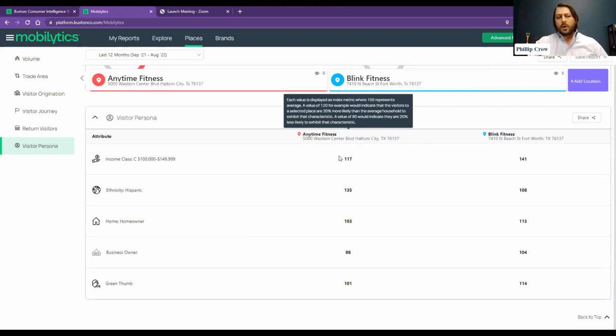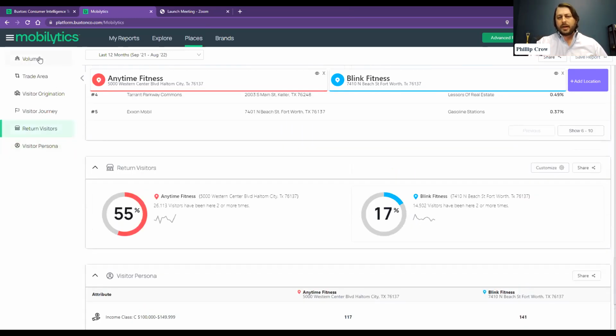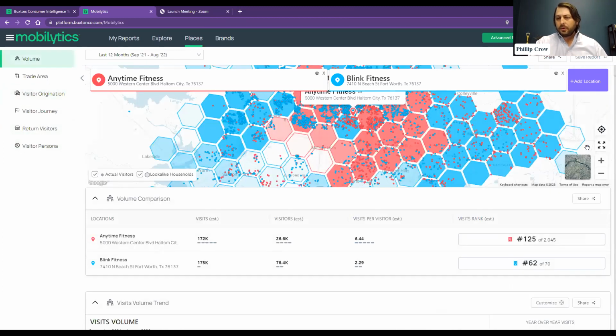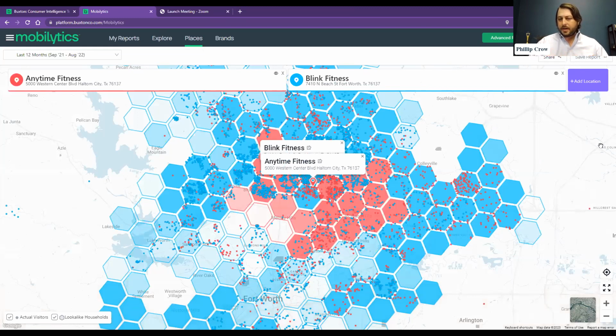So now that I know who I'm pursuing, let's go back up to the top of our analysis here, and let's look more closely at the trade area here of these two locations and how they interact. There's a lot going on here, so I want to break it down a little bit. We have our two locations that are here on the map. You can see our Blink Fitness location is indicated by our blue icon, which corresponds to our selection bar here at the top. And we have our red icon and location, which corresponds to our Anytime Fitness location.